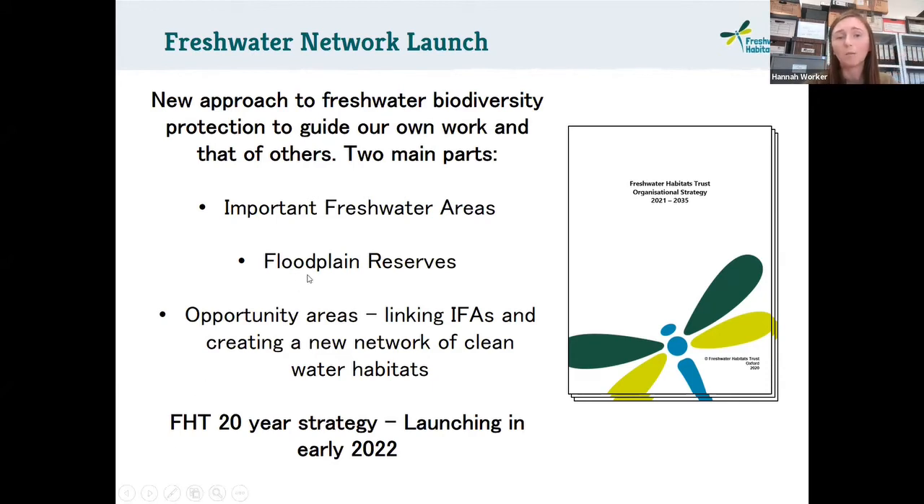And also, going back to the Waddesdon Wetland, building in these floodplain reserves. These are areas that are not particularly good for production, so hopefully we can maximise their potential for freshwater wildlife. And what's coming through in lots of the IFA analysis is that big floodplain areas are quite key for freshwater biodiversity.